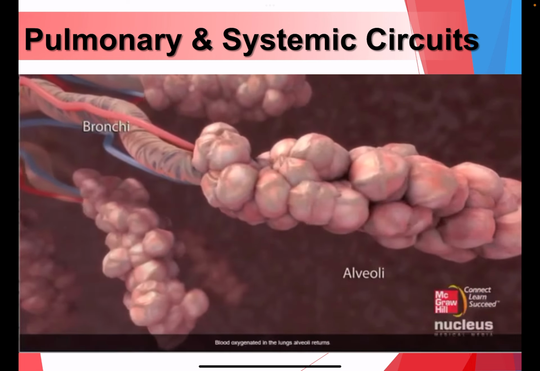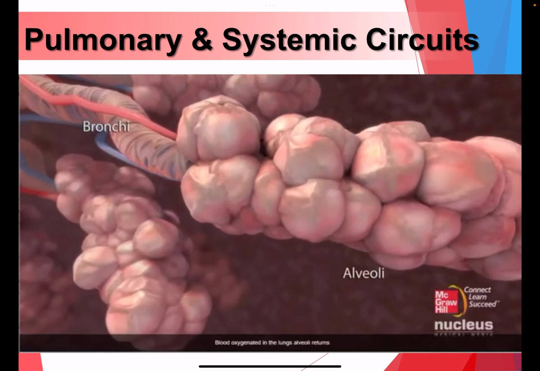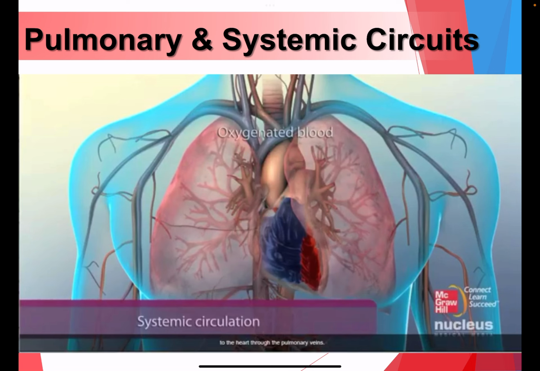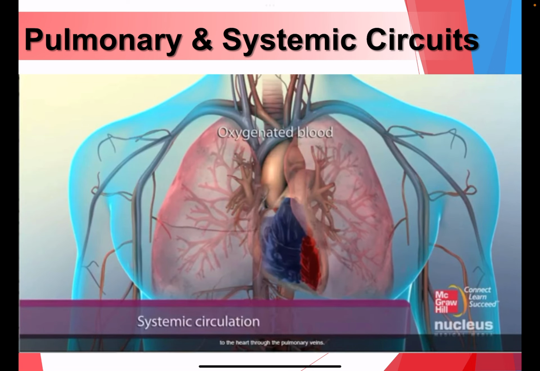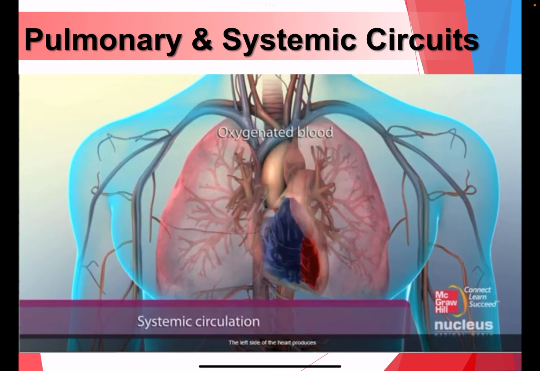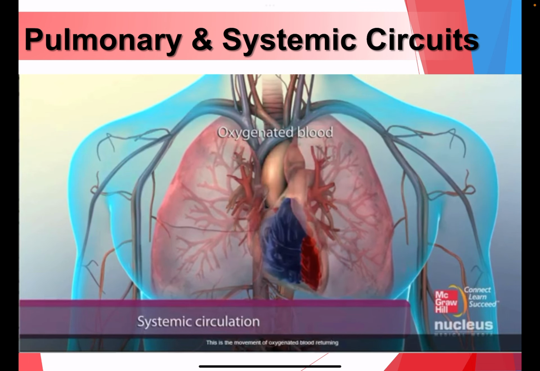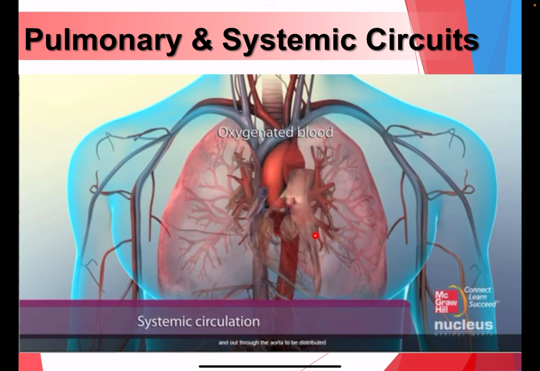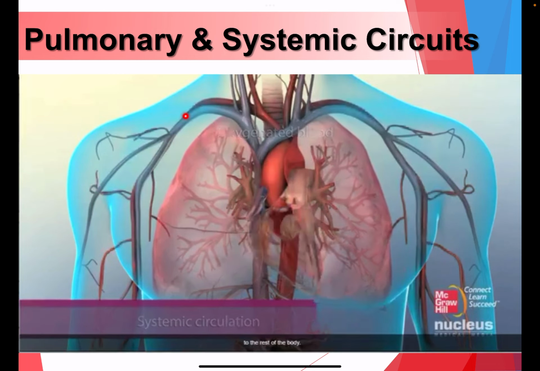So all that blue area. Oxygenated in the lungs' alveoli, it returns to the heart, and now it's red, through the pulmonary veins. The left side of the heart produces systemic circulation through the aorta. This is the movement of oxygenated blood returning from the lungs to the left atrium and ventricle and out through the aorta to be distributed to the rest of the body.